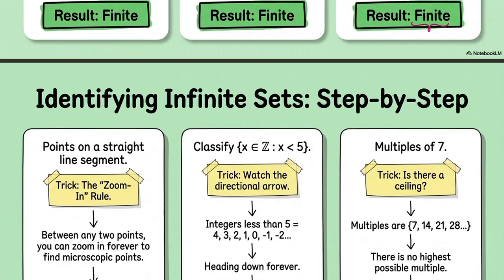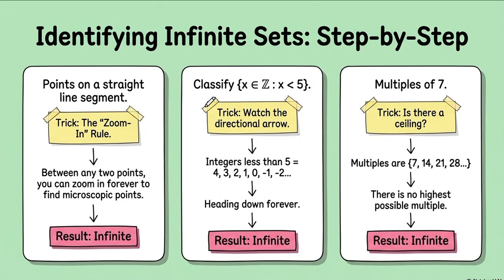Look at some examples of infinite sets. The first one: points on a straight line. Can you count the points on a straight line? If I draw a straight line, can you count? There are infinitely many points on the straight line. So this set is an example of an infinite set, because if you zoom in, there are infinitely many points between any 2 points on the line.